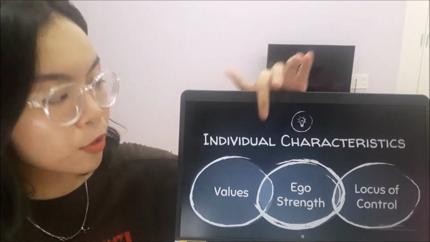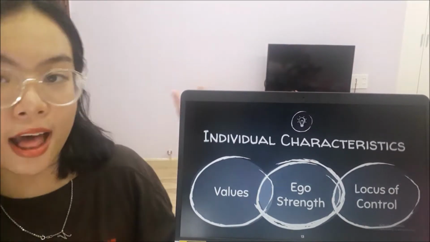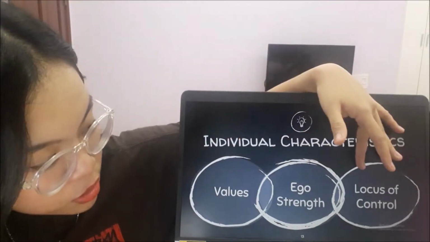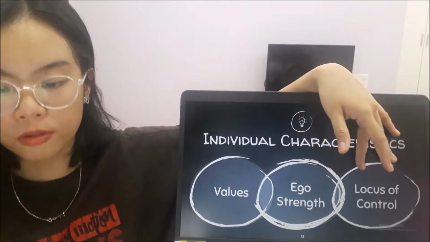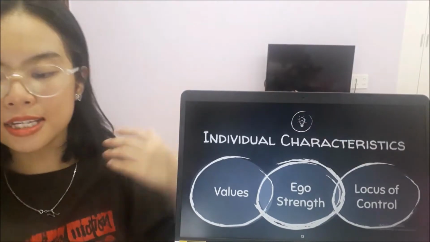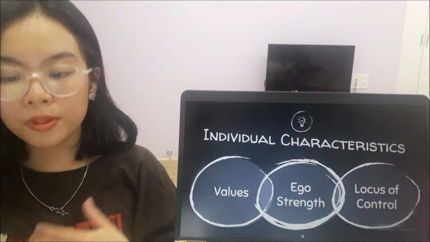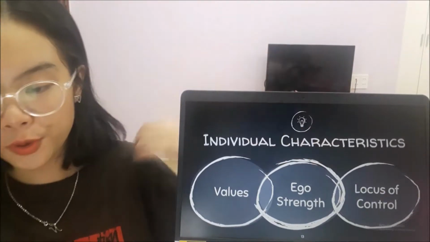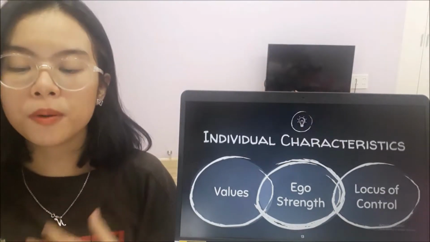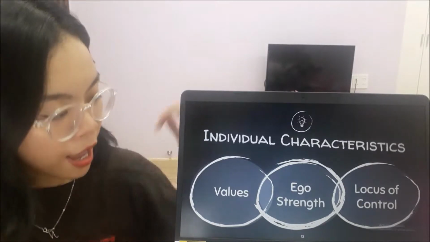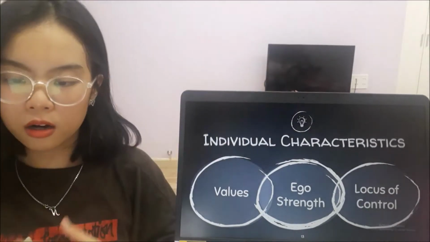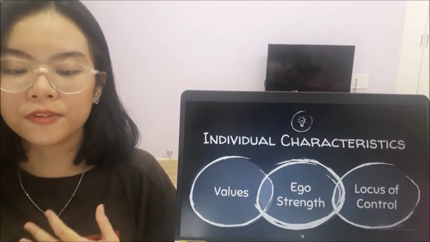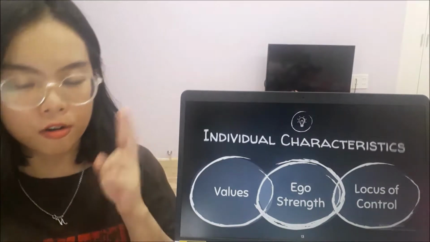And for individual characteristics, we have 3 elements here: values, ego strength, and locus of control. Locus of control is the degree to which people believe they can control their own fate. Ego strength measures the strength of a person's convictions, and values represent the basic convictions about what is right or wrong.